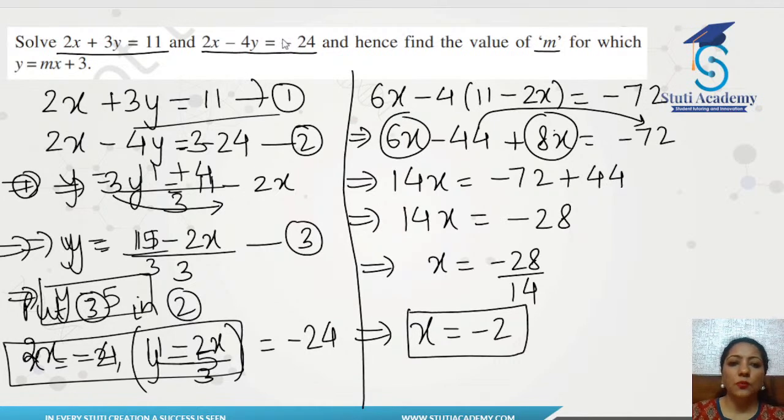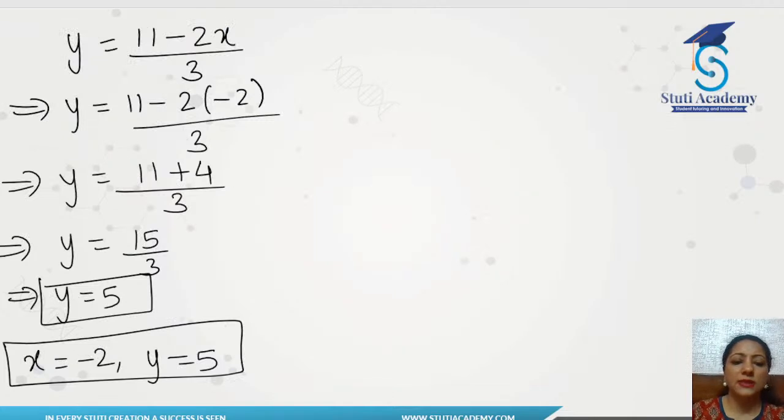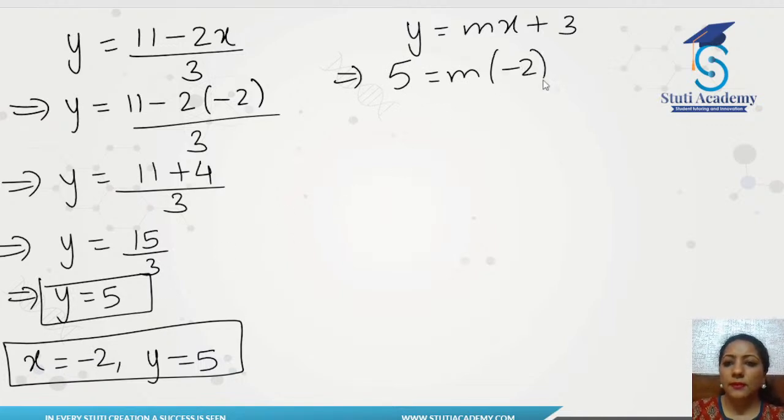Now once this is done, we are going to solve for y is equal to mx plus 3. That means we will solve for m here. So y we know is 5. X we have got minus 2. And this 3 I am writing as it is. So this is 5 is equal to minus 2m plus 3.